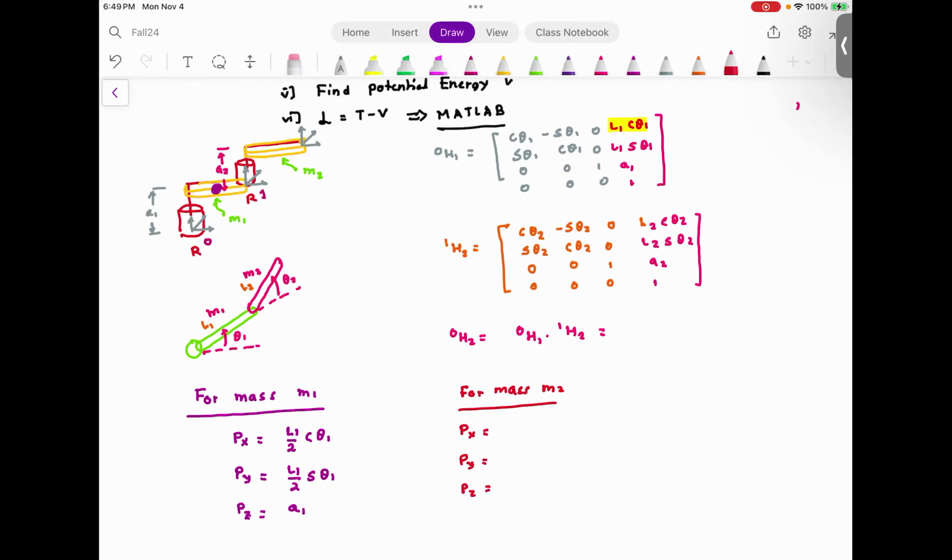And if you recollect from the notes that we discussed in last class, this distance is going to be L1 cosine theta 1 plus L2 by 2 cosine theta 1 plus theta 2. L1 sine theta 1 plus L1 by 2 sine theta 1 plus theta 2. And Pz is going to be E2.